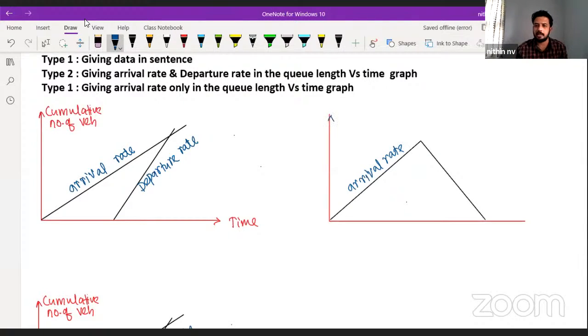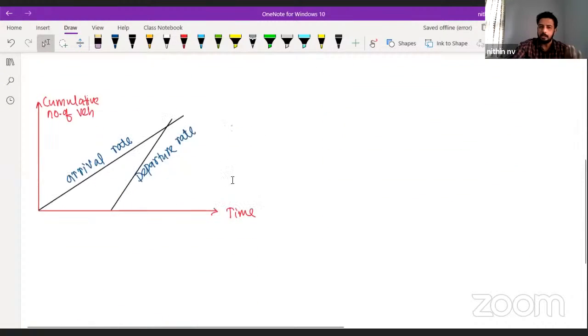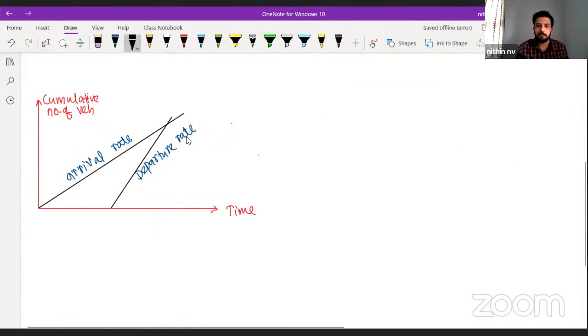The y-axis and x-axis are same, time and Q length, or time and cumulative number of vehicles. Okay, so if they are giving a graph like this, which is having arrival rate and departure rate on a cumulative number of vehicles versus time graph, or Q length versus time graph, we can easily calculate the value of arrival rate, the value of normal flow, the value of saturation flow, all other things we can calculate from this. Listen properly how we are going to calculate.